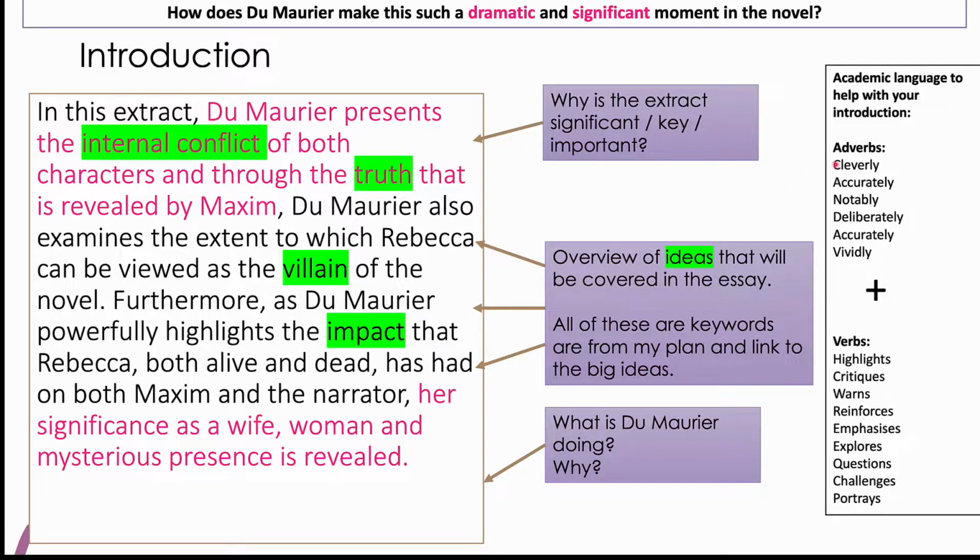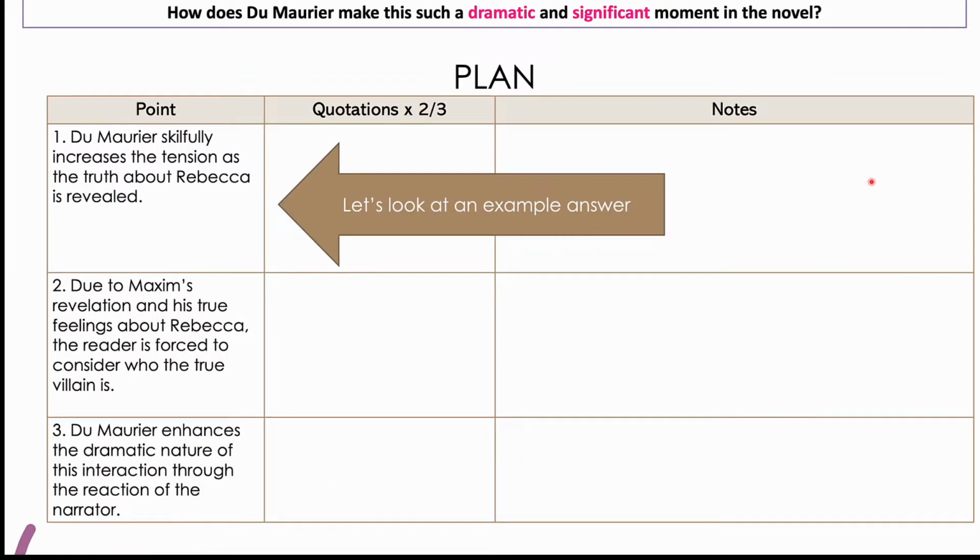And I just want to draw your attention to this down the right hand side. Do think as well about your academic language. This is your AO4, your personal response and developing a sophisticated personal response. You can see that I've used adverbs and verbs together to create some academic phrases with regards to Du Maurier and what she's doing. So try and utilise some of that language, not only in your introduction, but all the way through your essay.